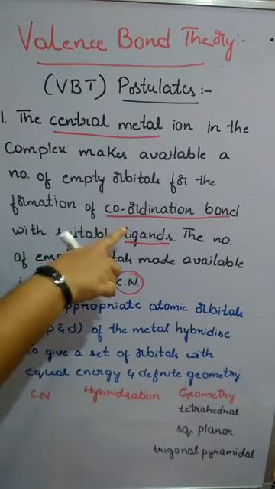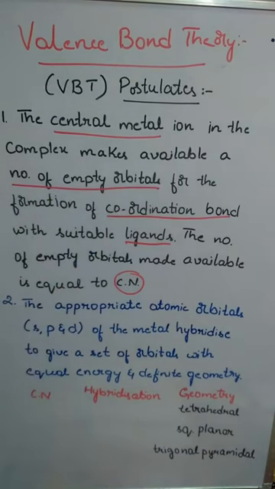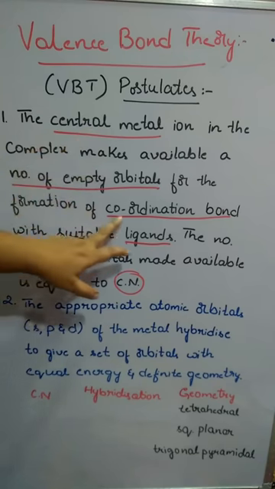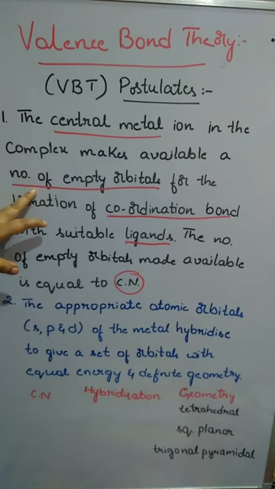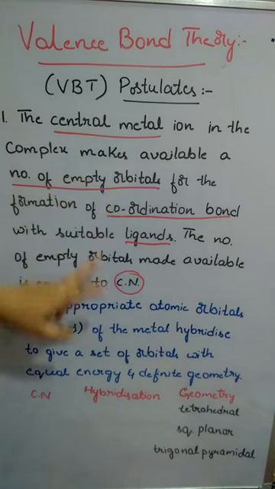To make that bond formation, it requires a number of empty orbitals, that is, vacant orbitals. How many vacant orbitals does it require? It requires a number of vacant orbitals equal to the coordination number. So that is the first point: if the central metal wants to make a coordination bond with ligands, it requires empty orbitals, and the number of empty orbitals is equal to the coordination number of that particular complex.